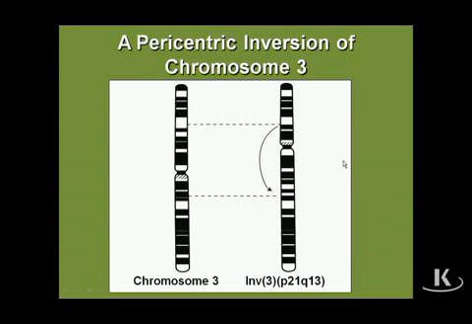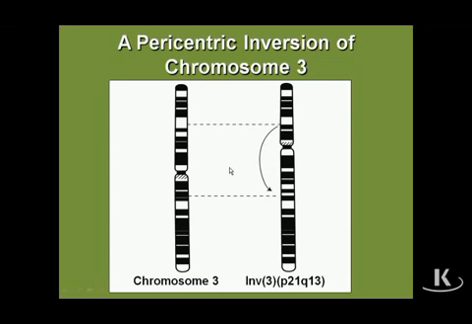What other kinds of alterations can we have? Inversions. An inversion simply means that part of a chromosome has been cut out, turned upside down, and then stuck back into the chromosome again. In this picture, the part of the chromosome between the dashed lines has been cut out, turned upside down, and stuck back in again in reverse order. This is called an inversion.